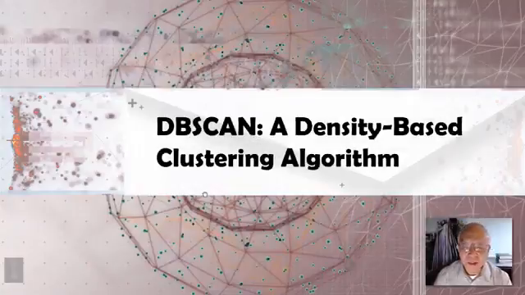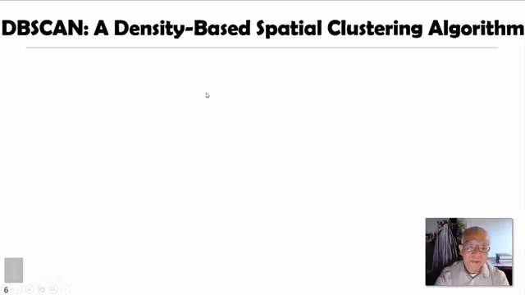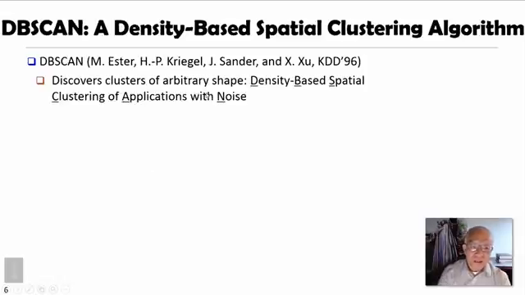In this session, we are going to introduce a density-based clustering algorithm called DBSCAN. DBSCAN is a density-based spatial clustering algorithm introduced by Martin Ester, Hans-Peter Kriegel's group in KDD 1996. This paper received the highest impact paper award at the KDD 2014 conference. This paper developed an interesting algorithm that can discover clusters of arbitrary shape.